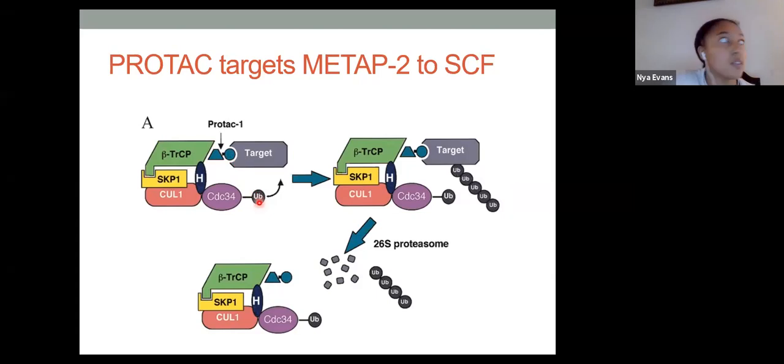So then you have here showing the ubiquitin tagging the target protein, and it's going through the process of ubiquitination into the proteasome and coming out as smaller peptides.